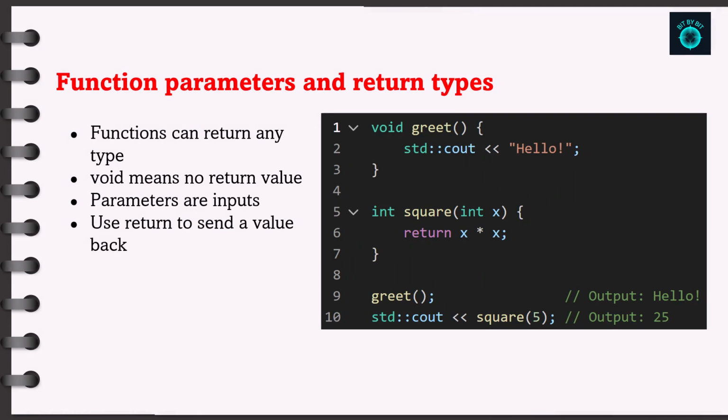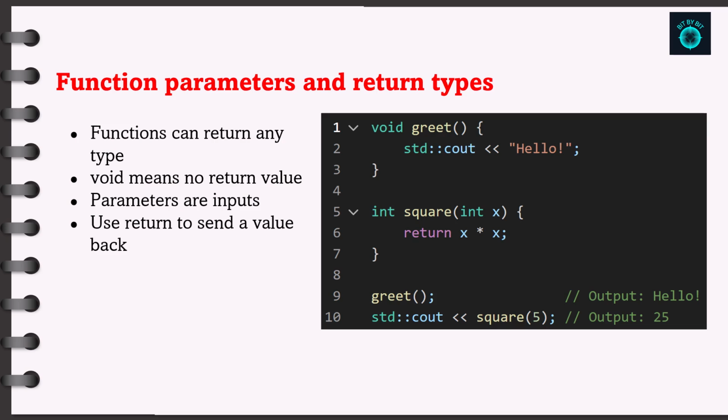Function parameters and return types. Functions can return any type of value. If a function does not return anything, we use the word void. Parameters are the inputs a function needs to do its job. To send a result back, we use the return keyword.